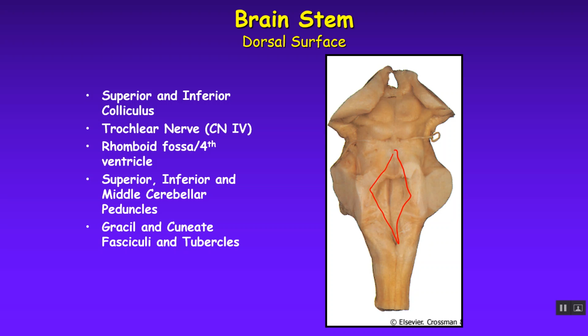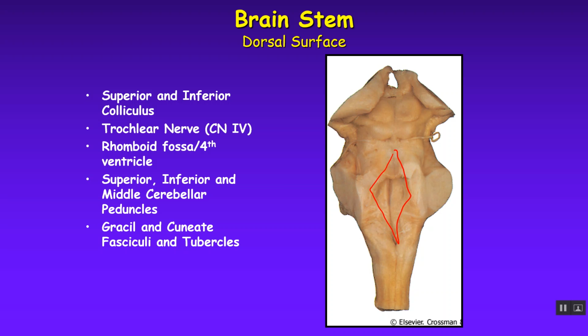And that rhomboid fossa, we call it the floor of the fourth ventricle. There's a space in there, and there's cerebrospinal fluid in there, and your cerebellum, when it's attached, forms the roof. So when you have the cerebellum stuck on the back, there's a little space in there between the cerebellum and that rhomboid fossa, and that's where the cerebrospinal fluid is. That makes up the fourth ventricle.